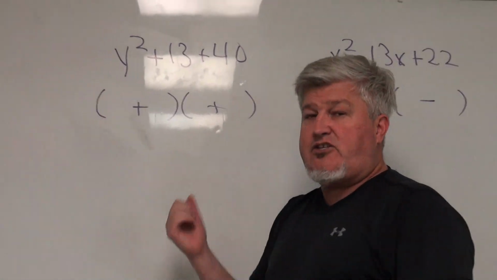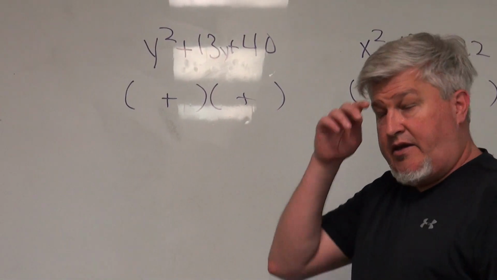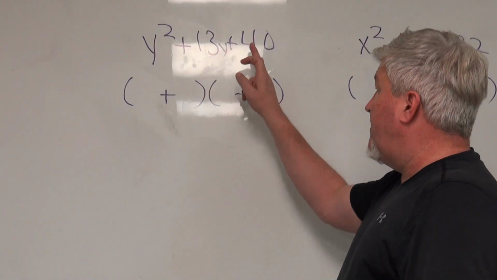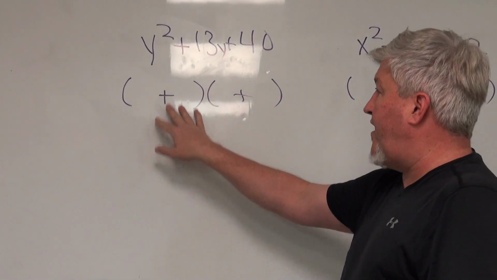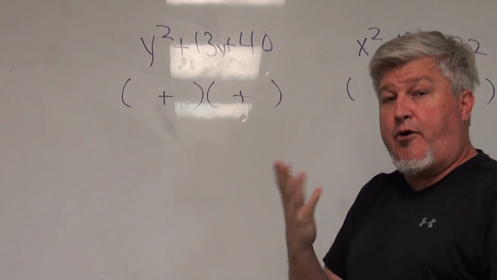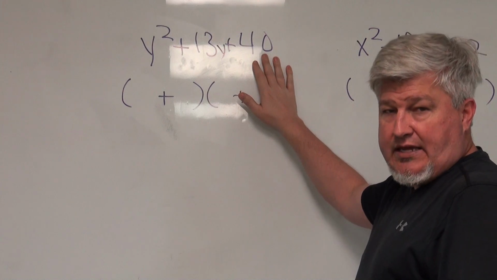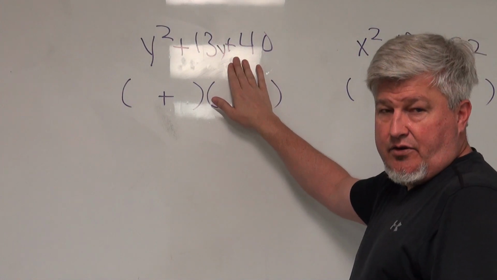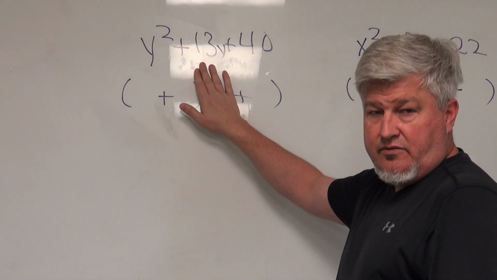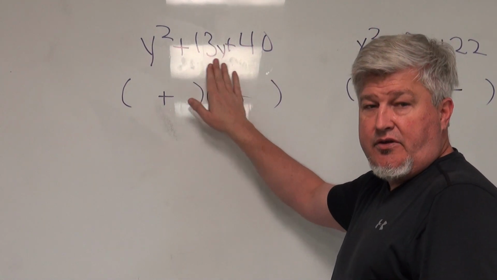So I've got y squared plus 13y plus 40. We've determined how the signs are going to be. Again, the second sign is a plus. They're both the same. The first sign is a plus. It means they're both plus. So here's how we approached it with English. What two factors of 40, when added together, give me 13?